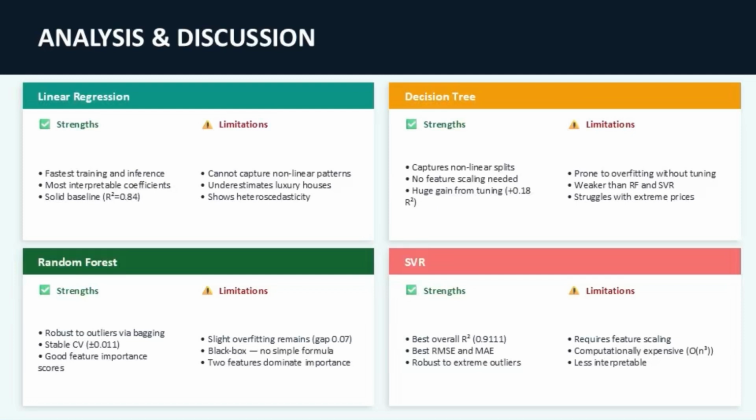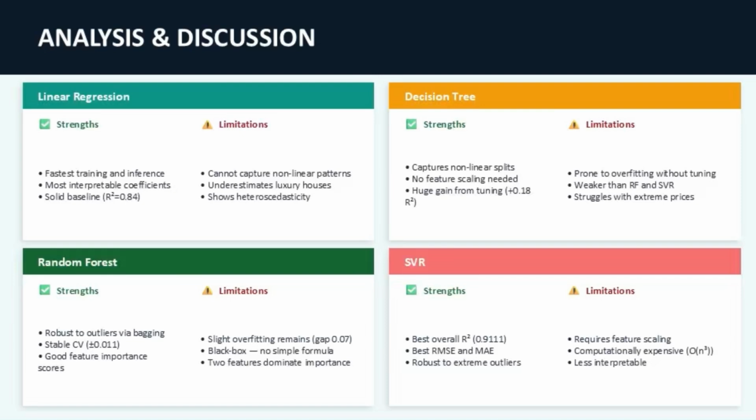Now let's compare all 4 models. Linear regression is simple, fast, and interpretable, but it cannot capture complex relationships. Decision tree improves performance by capturing non-linear patterns, but it can overfit if not tuned properly. Random forest further improves this by combining multiple trees, making it more stable and accurate.